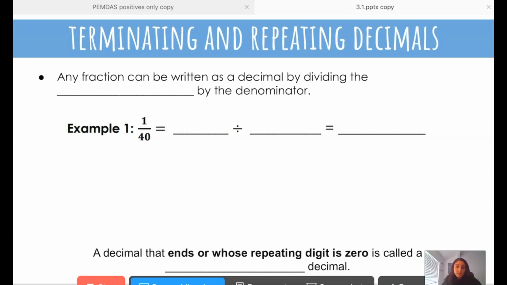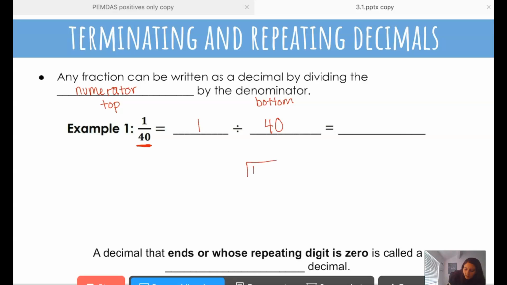So one of the forms of a rational number is a terminating or repeating decimal. So let's take a look at what that is. Any fraction can be written as a decimal by dividing the numerator by the denominator, right? So our top number divided by our bottom number. All right, so a rational number is a fraction. So 1 over 40, that is a rational number. But we want to see if 1/40th, the fraction, converts to a terminating or repeating decimal. So we're going to do 1 divided by 40 to get our decimal.